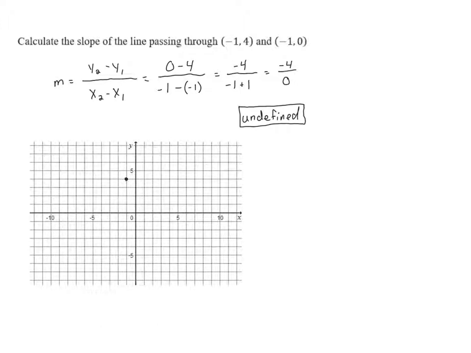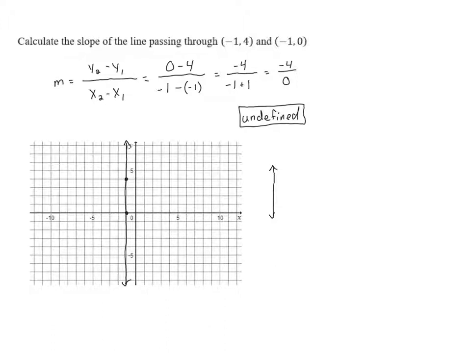The second point, -1, 0, is going to be to the left 1, and since the y-coordinate is 0, we're not going up or down, we're staying right there. So that point's there. If we connect these dots to draw a line, and I'm not doing the best job drawing this straight, it is a little bit difficult on my iPad, but if you look at that line, it is a vertical line. And anytime we have a vertical line, we say the slope is undefined.